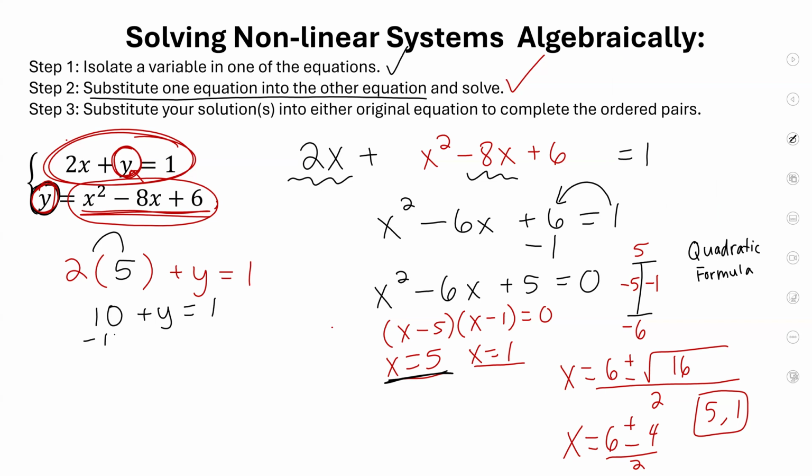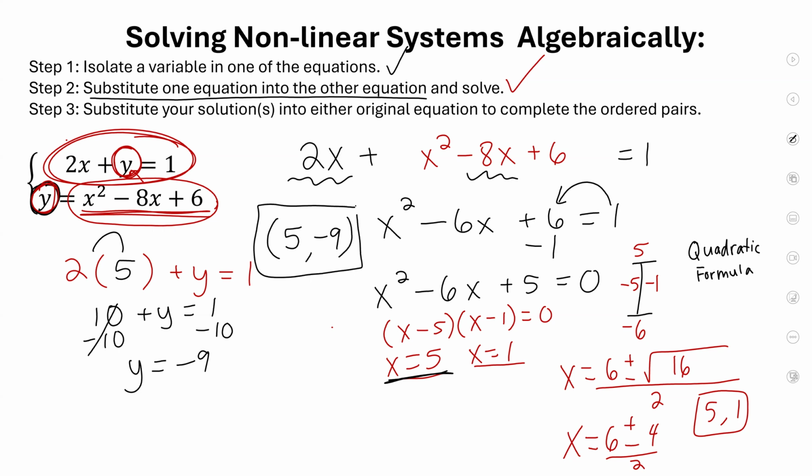Now subtract 10 from both sides. What is y equal to? Good, negative 9. So guys, that means the intersection is at 5, negative 9. That's one of our intersections. We found it algebraically instead of graphing today.